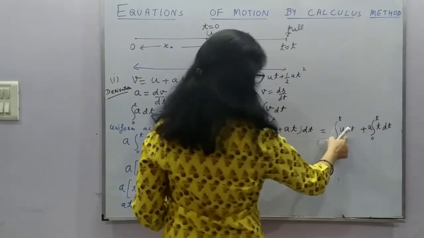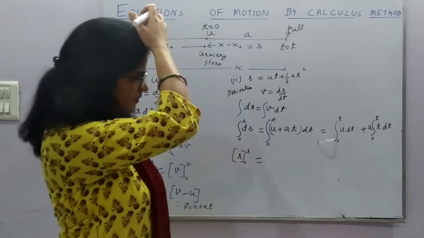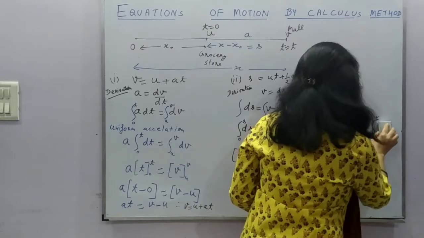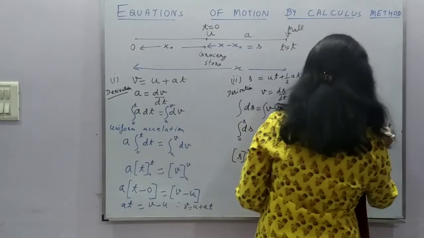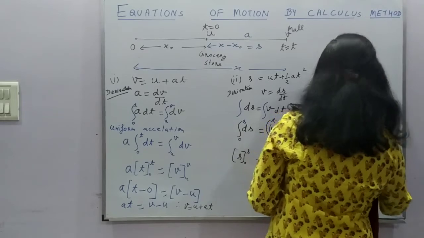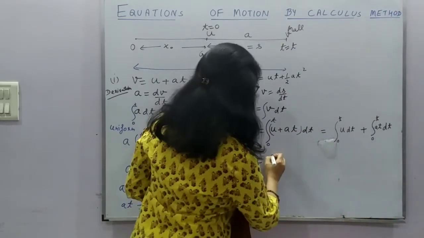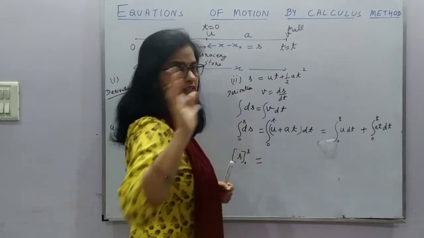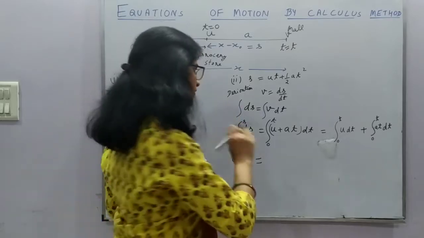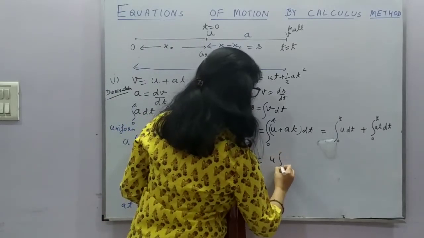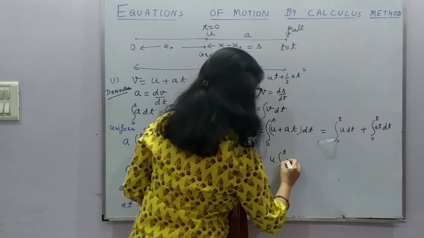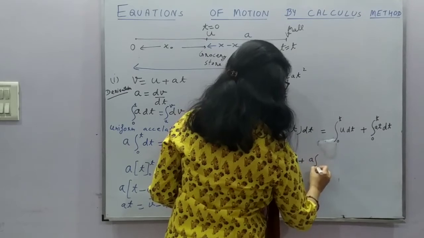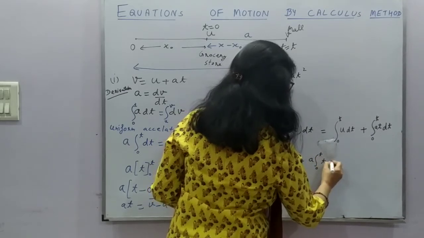Now let's solve this. Let's increase one more step here, so it will be easy for you to understand. This is at, I am taking here, right? And on the right side, this u can be kept outside because initial velocity is constant. This will always remain the same. At time t equal to 0, initial velocity is u only. So u integration 0 to t dt, plus a is also constant, so a can also be kept outside the integral sign.